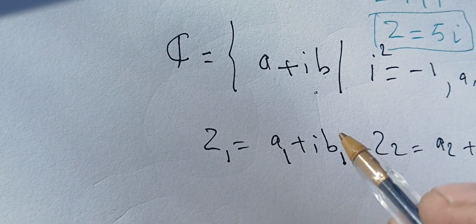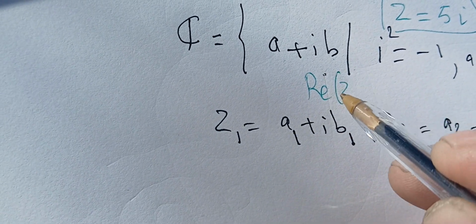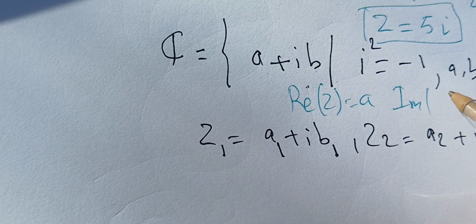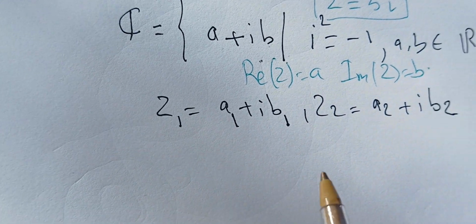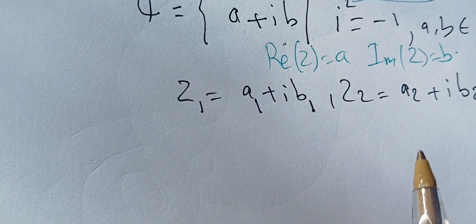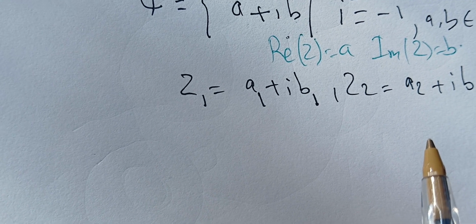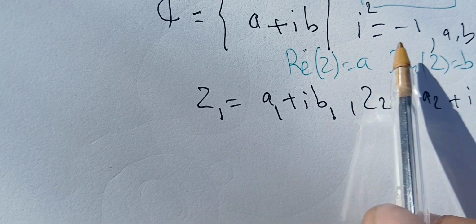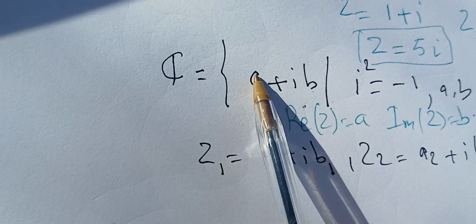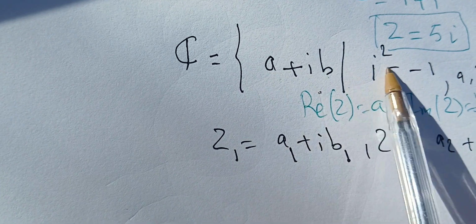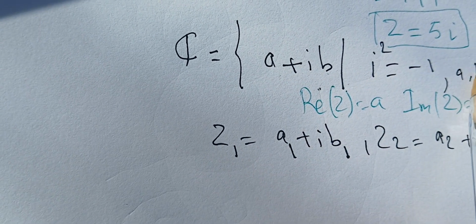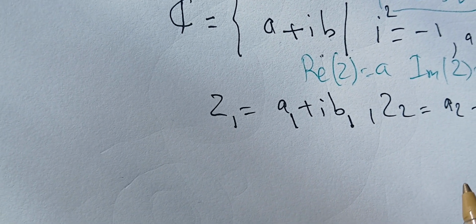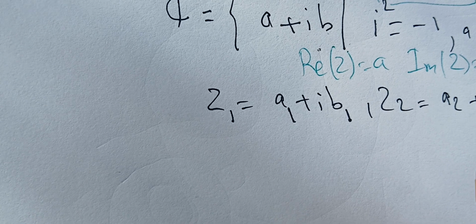Sometimes we need to do some notations. Let's say Re of z is a, and Im of z is b. These are notations that we're gonna need later when we have to prove more stuff. For now we just forget this notation here. You're gonna deal with it when you go to advanced mathematics, but for now let's just focus on the addition, division, multiplication, and scalar multiplication.